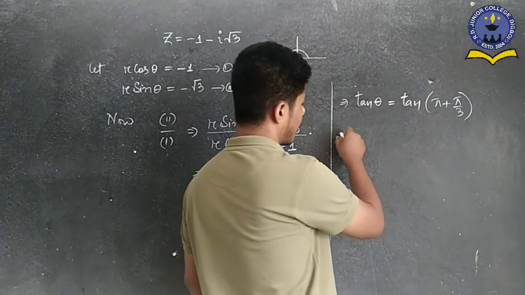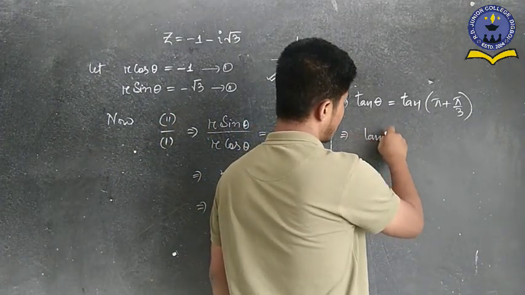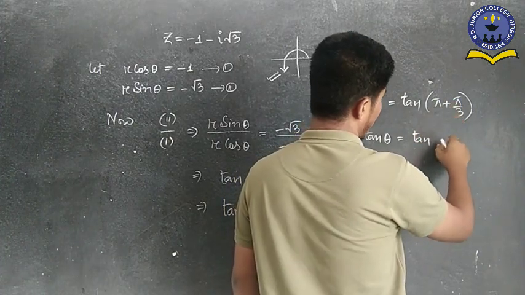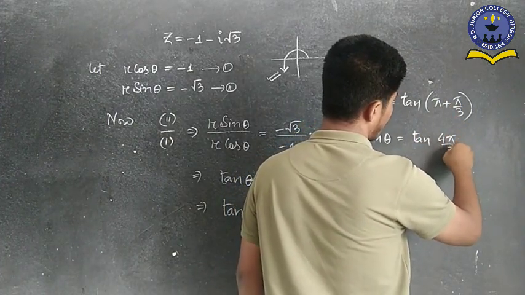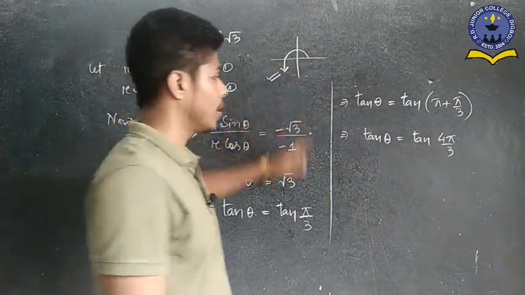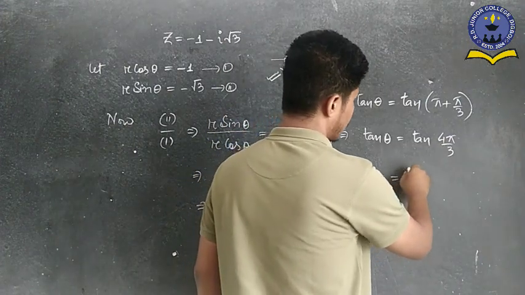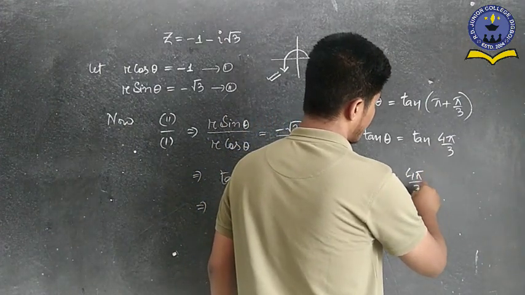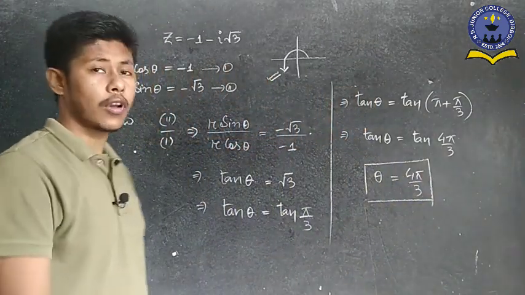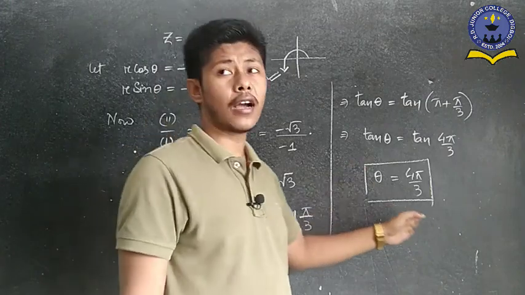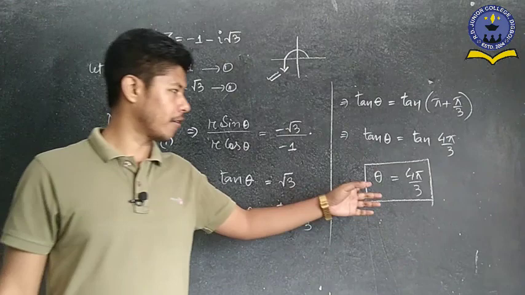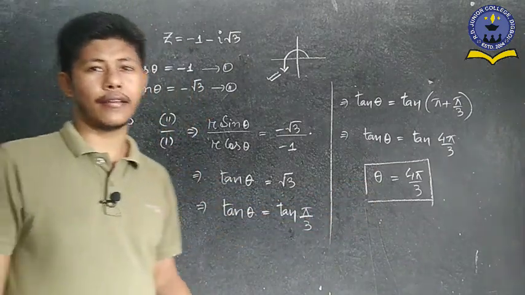So now if we calculate, tan theta equals tan of pi plus pi by 3, that means we write 4 pi by 3. In which quadrant does 4 pi by 3 lie? In the third quadrant. So if you compare, theta equals 4 pi by 3. So this one is the argument. Is it clear? The modulus we got at the start, and now the argument is theta equals 4 pi by 3. In this way we can find the values of theta and r, isn't it?